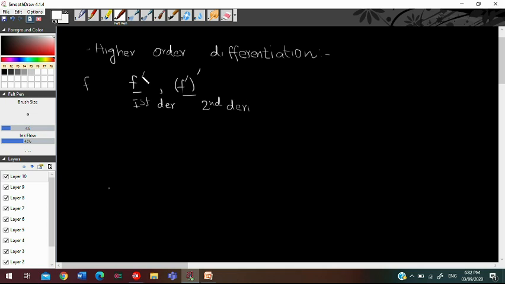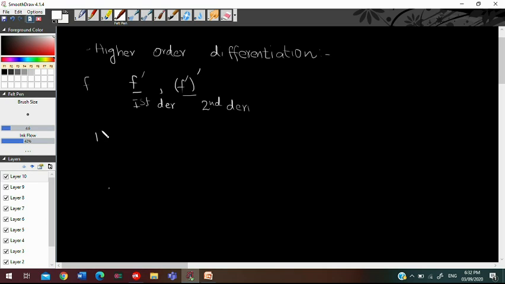f prime represents the first derivative of this function, and f double prime represents the first derivative of f prime, but the second derivative of f. This is called the successive differentiation or the higher order differentiation. There are different representations for this. If you open page number 90 of your book, you can see a table in which all the representations of higher order derivatives are shown.